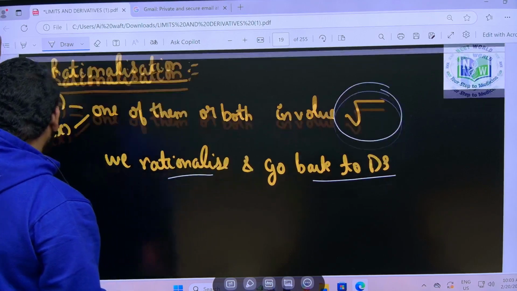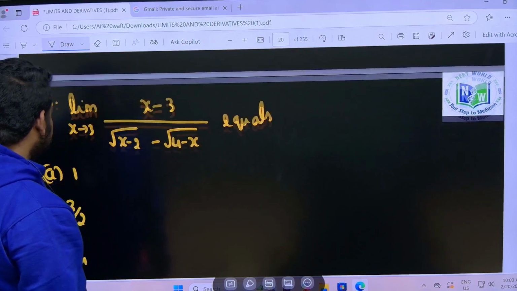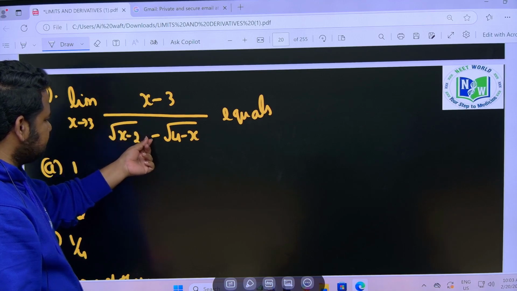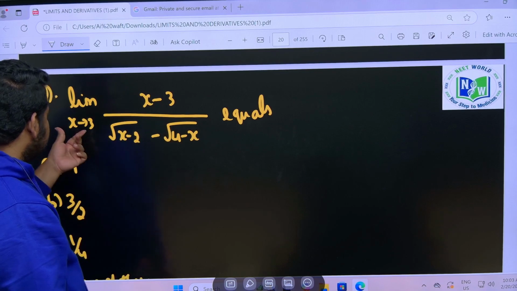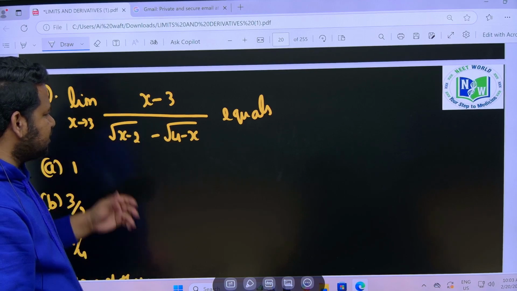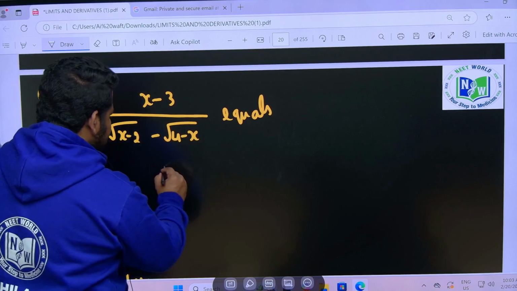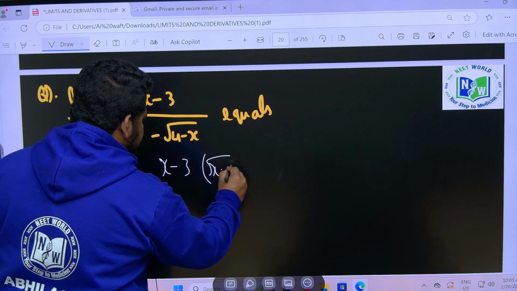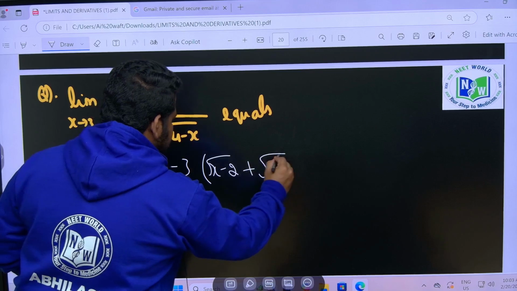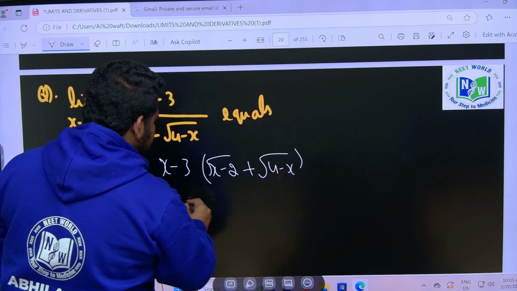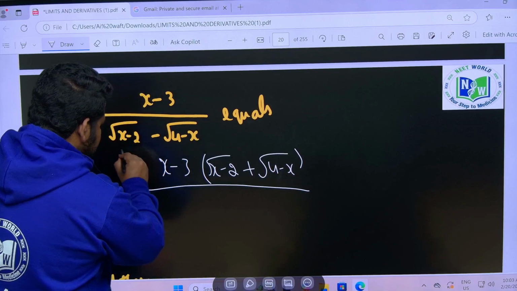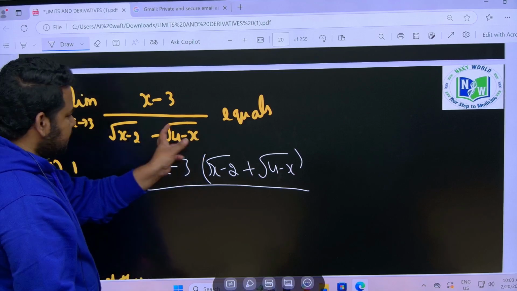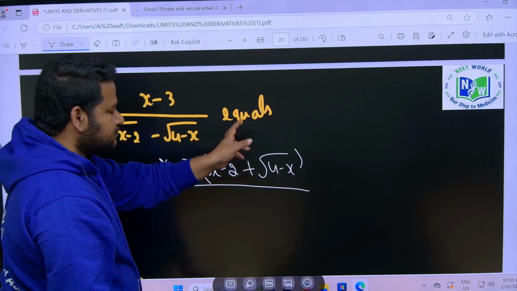Now let us solve this question. See here friends, they have given limit (x minus 3) by (square root of x minus 2 minus square root of 4 minus x) as x tends to 3 is equal to what? Now if you rationalize, we will multiply by square root of x minus 2 plus square root of 4 minus x. This will be square root of x minus 2 minus square root of 4 minus x into square root of x minus 2 plus square root of 4 minus x.